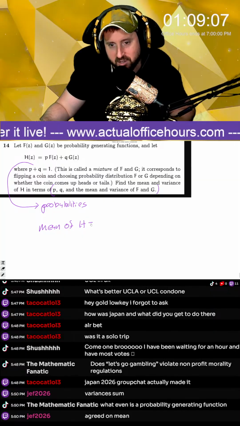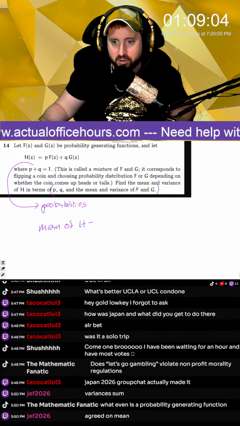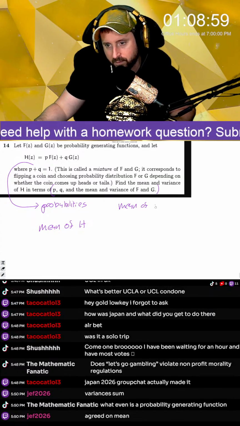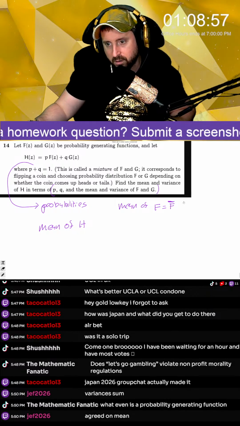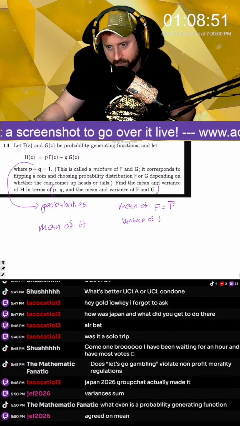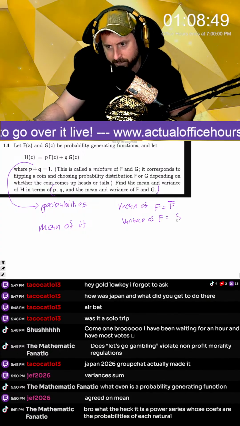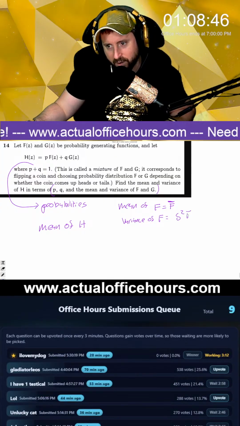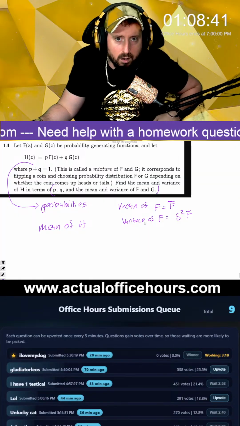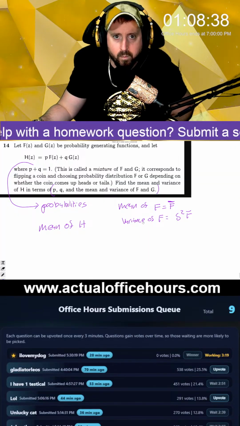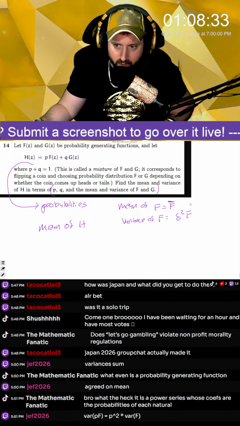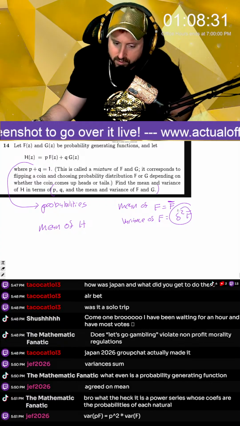Okay, so the mean of h is going to equal to... And then here, we're going to represent mean as like a bar. So I'm going to say the mean of f is equal to f bar. And then let's say the variance of f is equal to, I think we say delta squared f. Is that what we say? Is this kind of how we would write it? I'm going to call this variance, because variance is standard deviation squared.